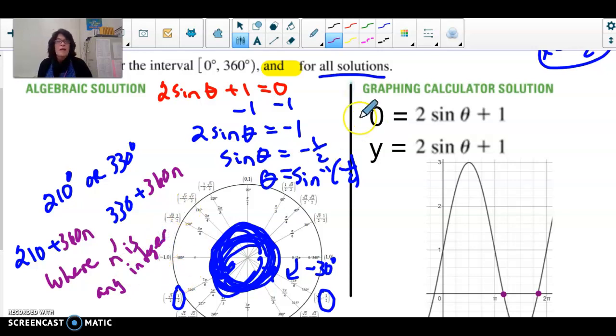Okay. Also, sometimes I just look at the graph. They're asking me, where does 2 sine theta plus 1 equal 0? Here's y equals 2 sine theta plus 1. It kind of reminds me, it's going to hit 0 twice. As a quick reminder that, okay, the calculator is going to give me one answer, but I actually have to find 2. Okay? And then be careful. Are they asking for 0 to 360? Are they asking for 0 to 2 pi? Are they asking for all solutions? Okay, that's where it gets tricky.